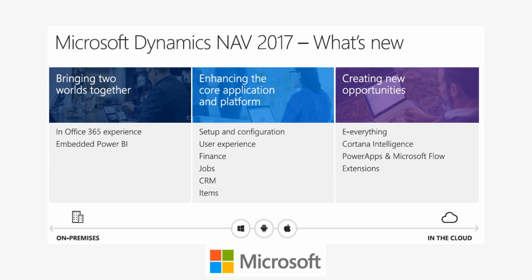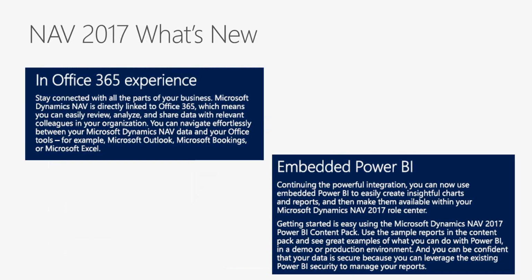The creating new opportunities is the third silo, and that's talking about everything. So the fact that you can tie all kinds of internet-facing resources and web pages, etc. Your web store can be tied right into this, and then you can leverage resources like Microsoft's Cortana Intelligence, Microsoft Power Apps, Microsoft Flow, and then for the developers on the call today, extensions and how the code base is changing in NAV 2017 and what that means for the application going forward.